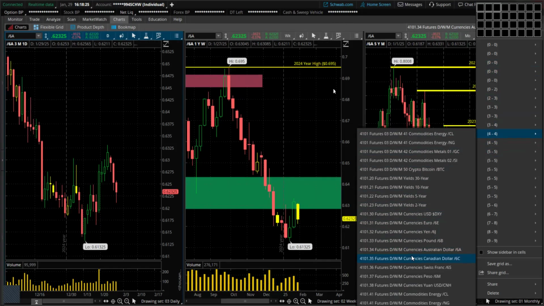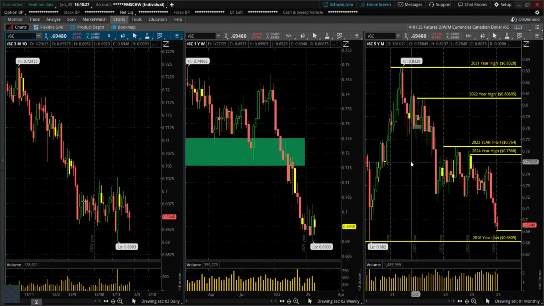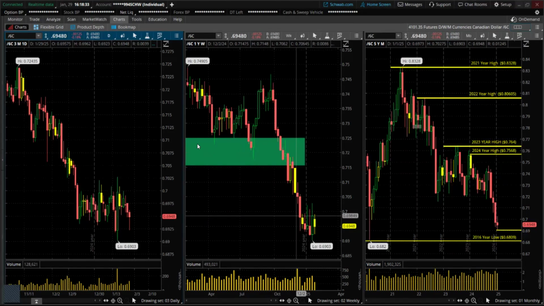To the Canadian dollar, neighbors to the north. Took out the low of last year already on the monthly chart. Wow. And look at the weekly chart in the middle. Huge consolidation. Might be distribution going on here. And you can see on the daily, again, huge consolidation. Building energy. Let's see if that's going to have a trend reversal or not.